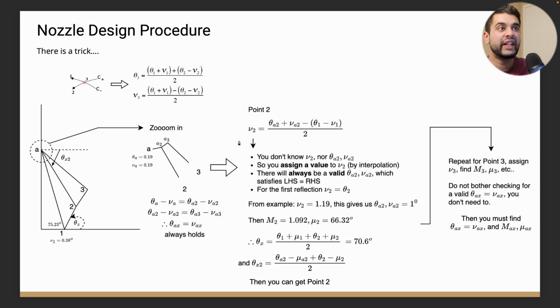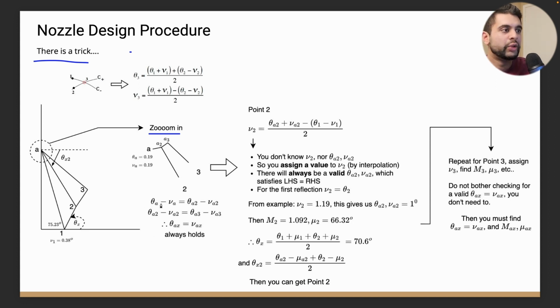Okay, there is a trick to this. What you do is you go to point A and you zoom in even more. And what you have to do is you need to get point 2 and point 3 not from point A. You need to get it from A2 to A3, like these imaginary points here. We can assume that their XY location is at point A, okay? So we can assume that they lie on point A, but the flow angle is a bit different. So you'll see how that works.